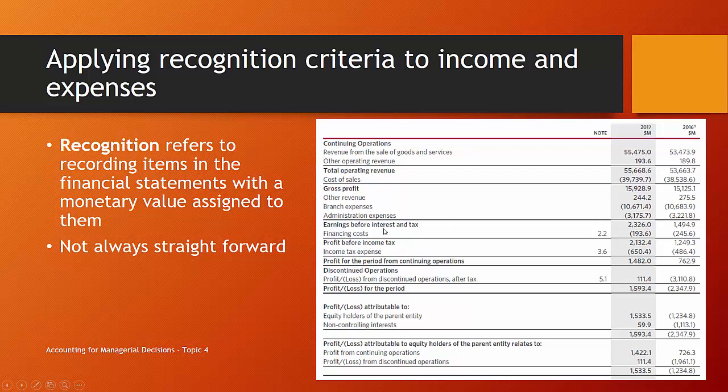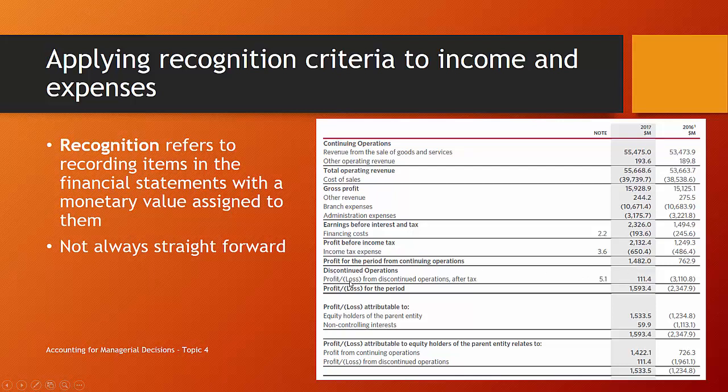That gives them earnings before interest and tax, so EBIT. They then have their finance costs. That gives them profit before tax. They then have their tax expense. Now, important, tax expense doesn't necessarily mean tax paid. Tax paid you'll find in the cash flow statement. And that gives them the profit for the period from continuing operations of $1.4 billion or $1.5 billion.